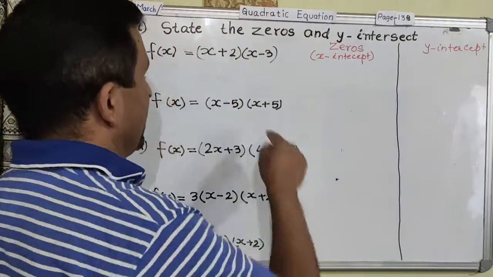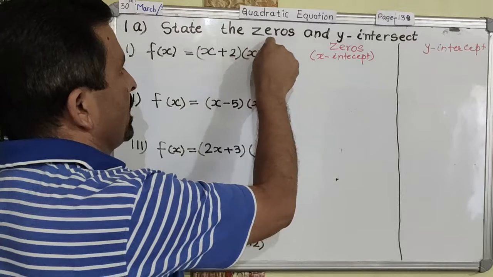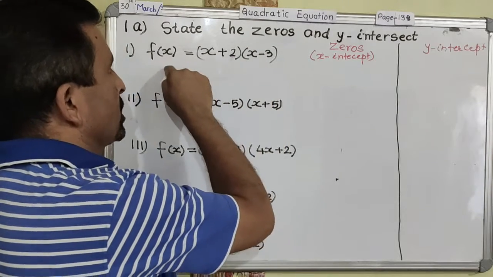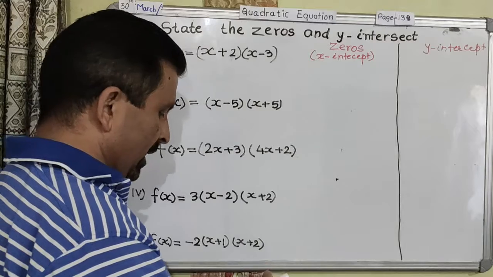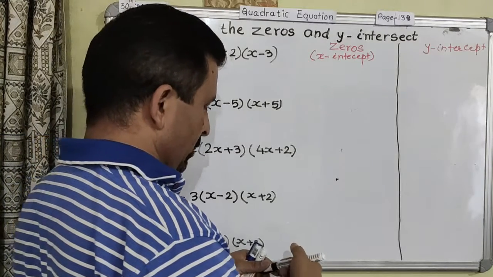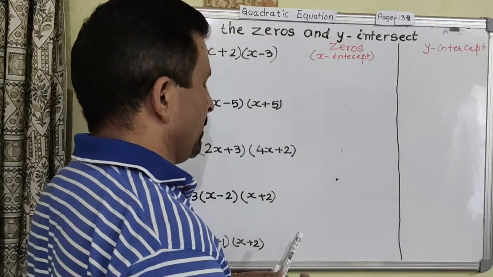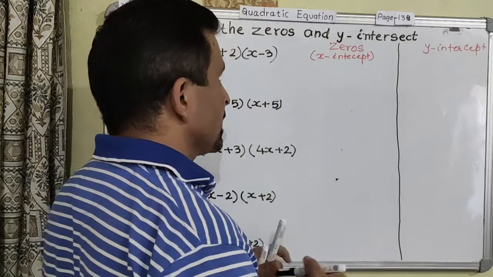So every time for calculating these zeros, we will assume this f(x) to be 0, since this f(x) is y. So always this f(x) will be 0.